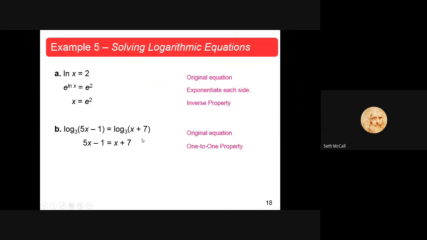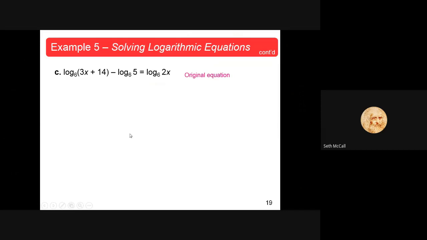And from here, this is a problem you guys have solved since Algebra 1. You're going to move the x to the other side. You're going to subtract x. You're going to get 4x minus 1 equals 7. And then you're going to add 1 to both sides, and you'll get 4x equals 8. And then you'll divide both sides by 4, and you'll get x equals 2. That's why I didn't show those steps. I think that's a pretty easy problem.